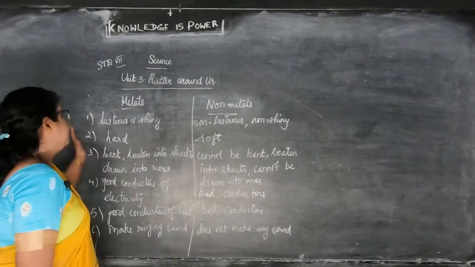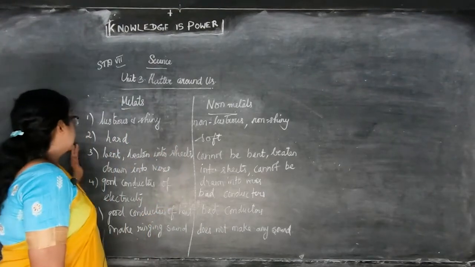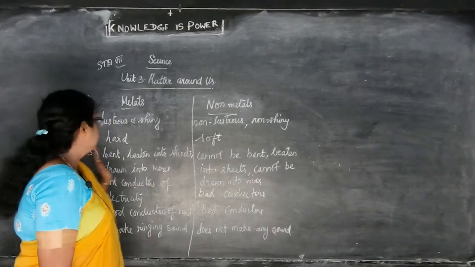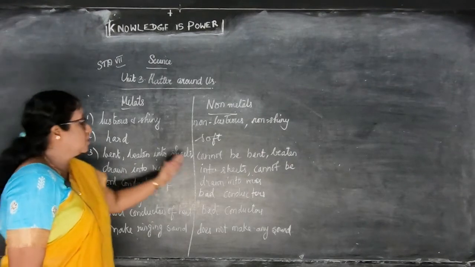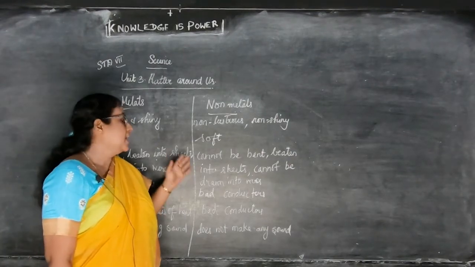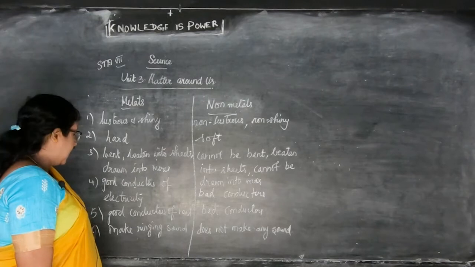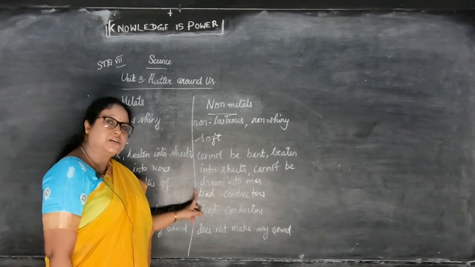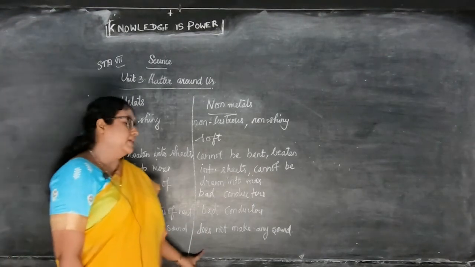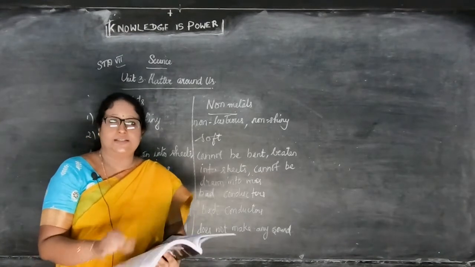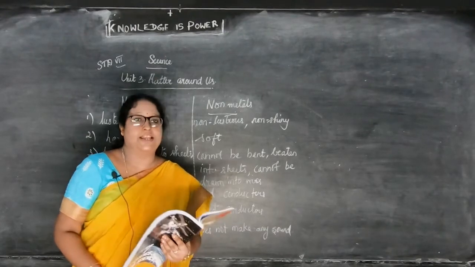We are going to see the metals and non-metals. That is, metals are lustrous and shiny, the non-metals non-lustrous and non-shiny. Then metals are hard, non-metals are soft. Then metals can be bent, beaten into sheets and drawn into wires, while the non-metals cannot be bent nor beaten into sheets and cannot be drawn into wires. Then the metals are good conductors of electricity and heat, while the non-metals are bad conductors of electricity as well as heat. Then metals make the ringing sound while the non-metals do not make any sound. So these are the differences between the metals and the non-metals. Now next we are going to see the symbol of an element.